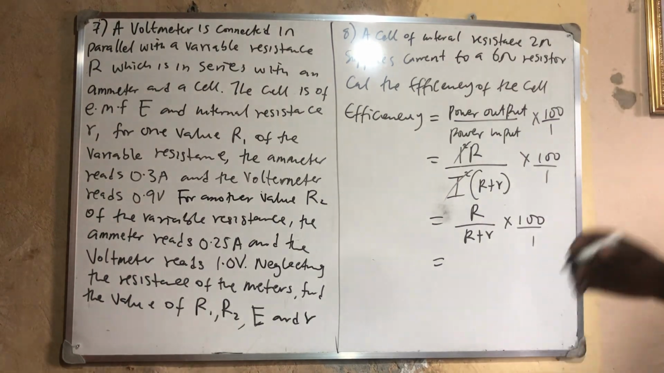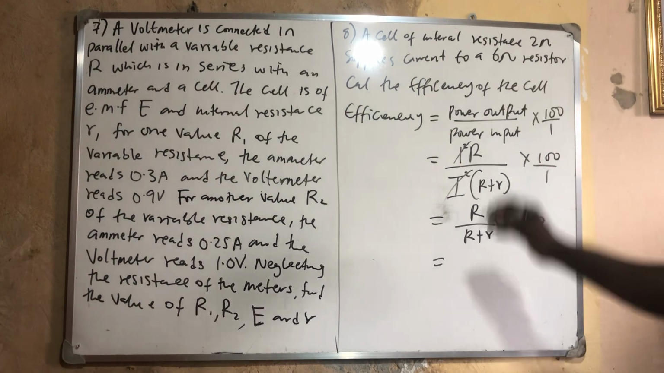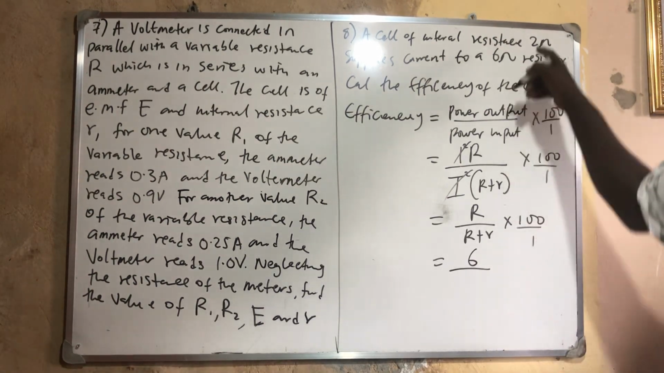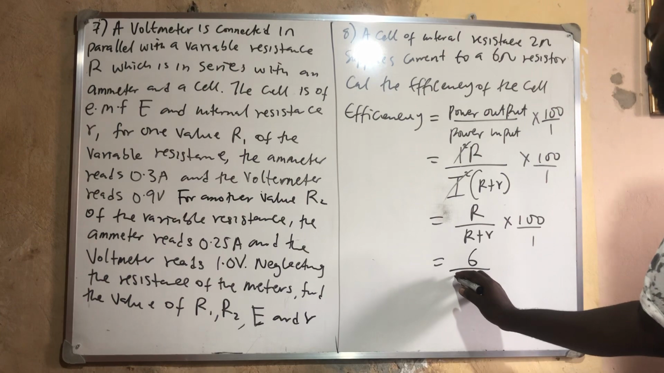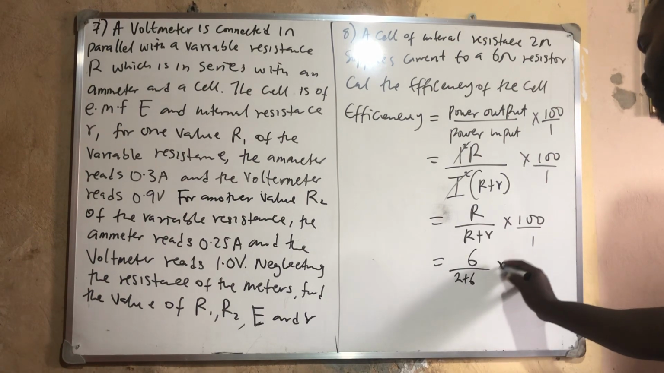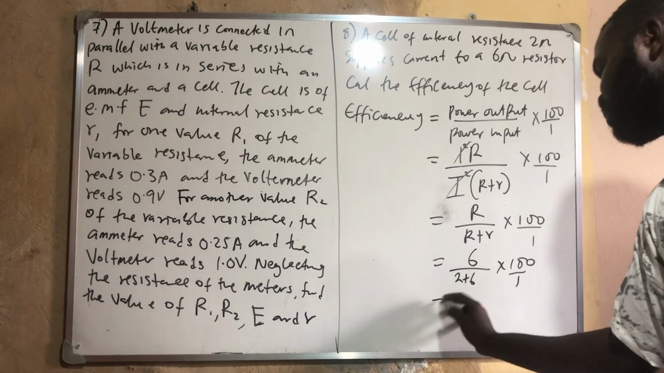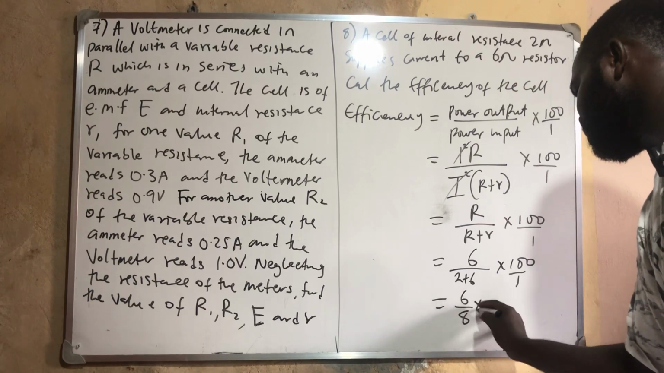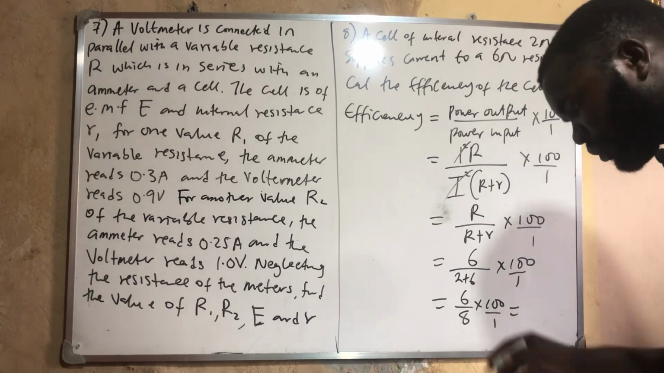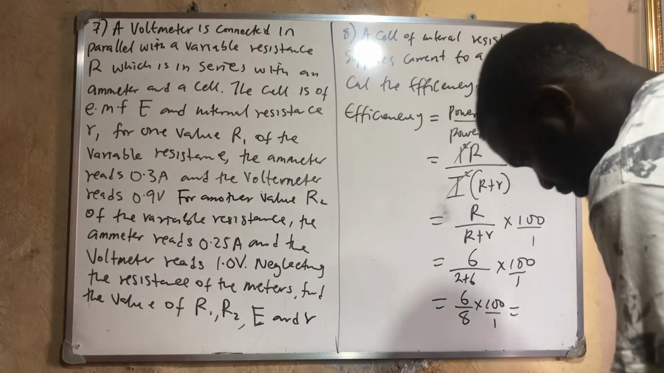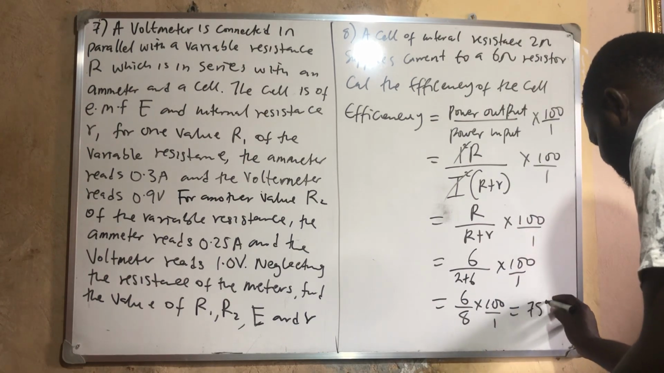So what is my big R? My big R is the external one, which is 6, all over my small r, which is 2, plus 6, then times 100 over 1. So I have 6 over 8 times 100 over 1. If you do that, you are going to get 75%.